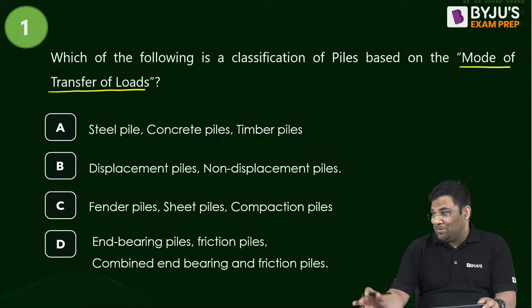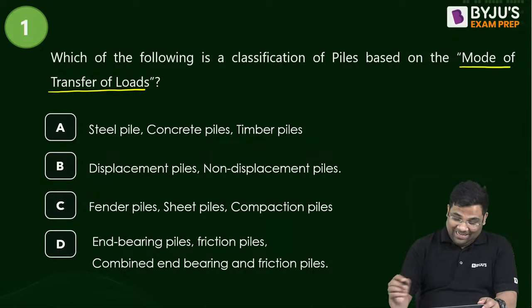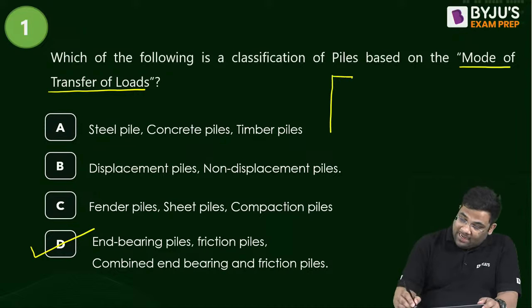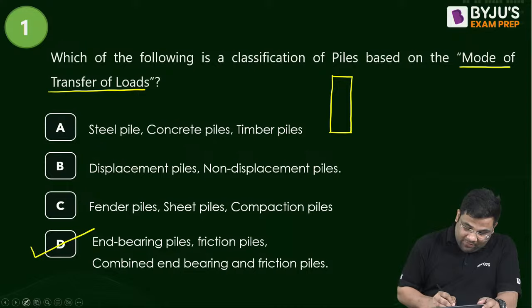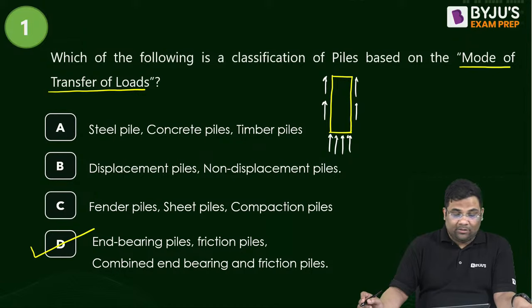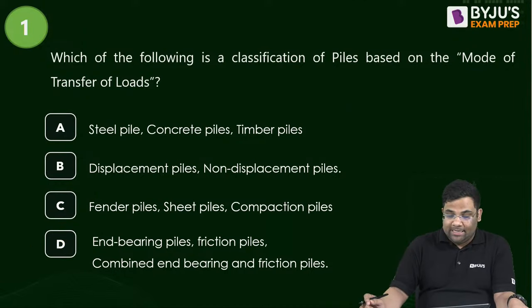Karthi is very fast. Aptab is also very fast. That's great. That's good. Yes. We have end bearing pile, friction pile. Yes. So, suppose we have a pile like this. We'll have load transfer either end bearing like this, right, or friction or a combination of both. So, the answer is D. You can say it is a straight theory question, right?